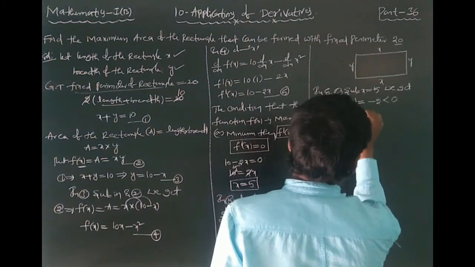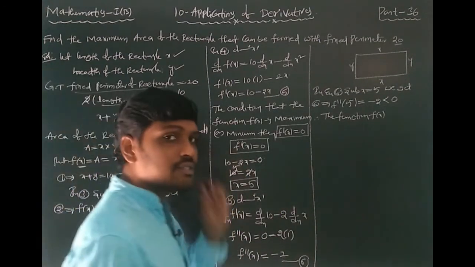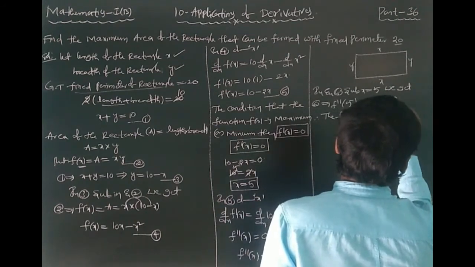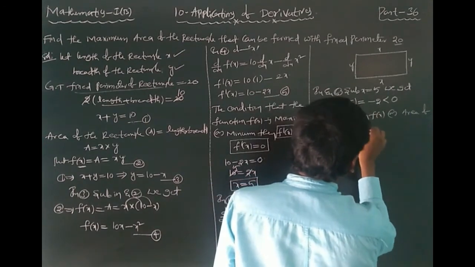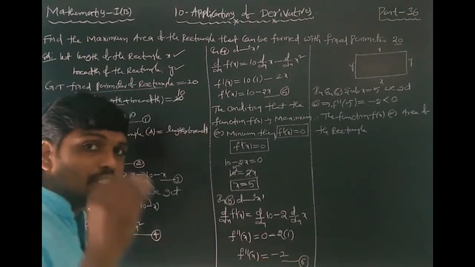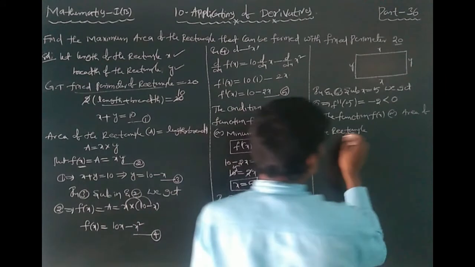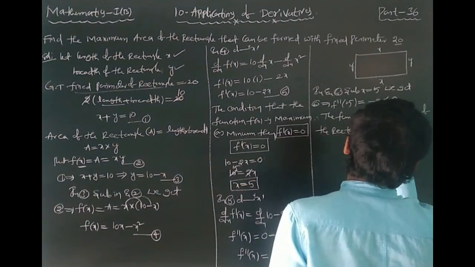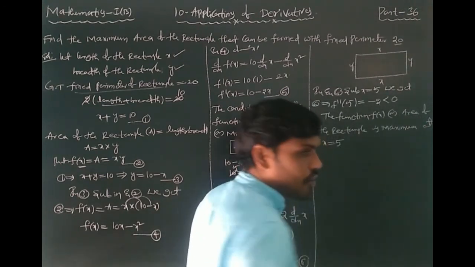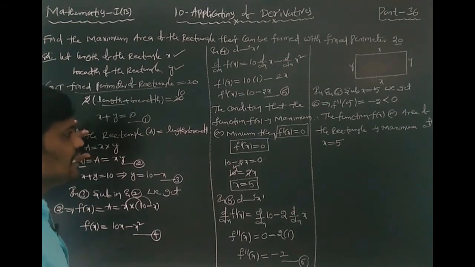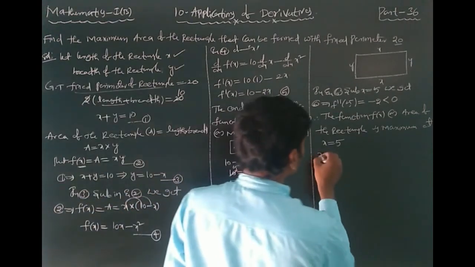Therefore, the function f of x. What is the meaning of f of x here? It is the area of the rectangle, as already explained. This function f of x, the area of the rectangle, is maximum at x is equal to 5. This area of the rectangle is maximum at x value equal to 5.